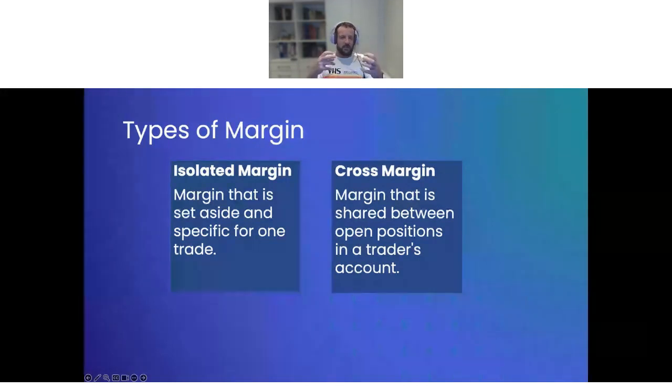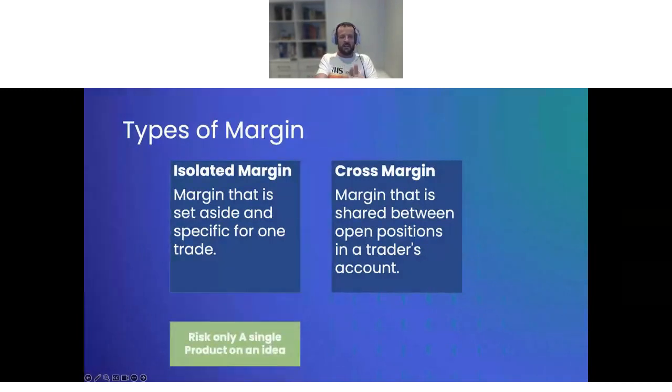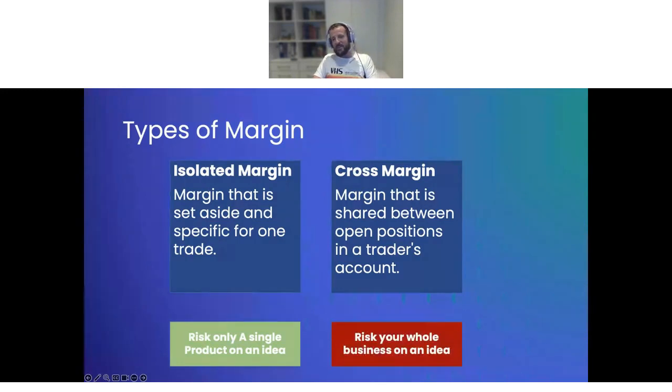If we had to understand these different types of margin in trading terms, isolated margin is risking only on a single product or an idea. So as a business, you're saying, I'm going to risk just buying this piece of machinery, and there's a specific risk to that product or service. Whereas cross margin would more than likely be risking your whole business on an idea. And this is maybe one of my first anecdotes to you guys: when trading with margin, stay away from cross margin. It really doesn't make sense to risk your entire portfolio on a single idea.